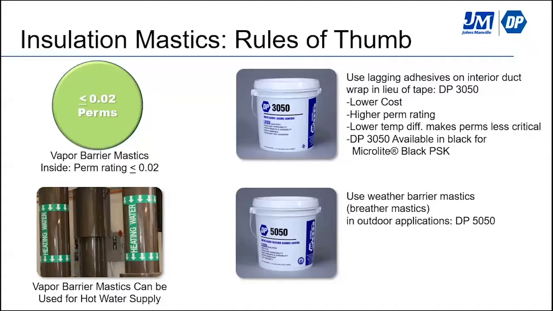So just general rules of thumb: vapor barrier mastics are used in the building envelope below the roof. Lagging adhesives are used on duct wrap when tape is not used. And breather mastics, weather barriers, are used for outdoor applications.